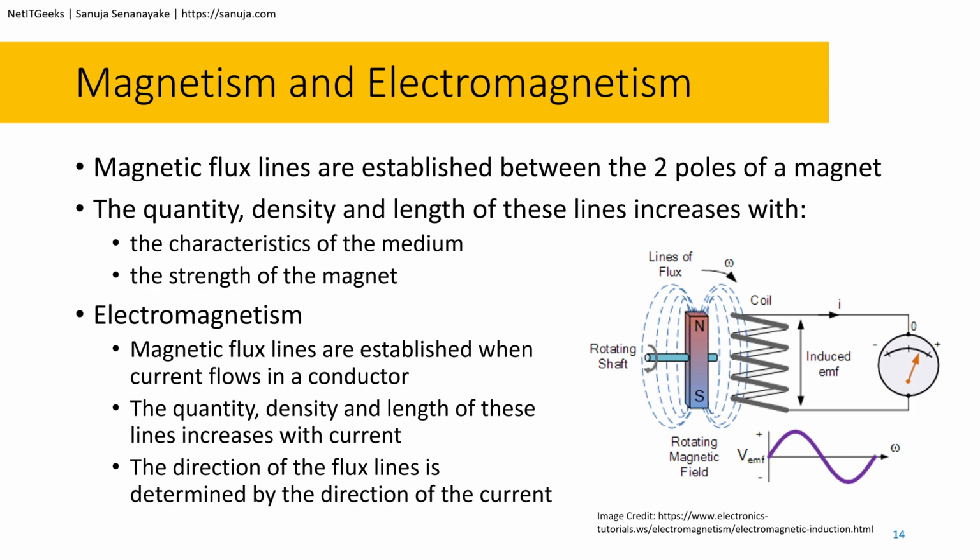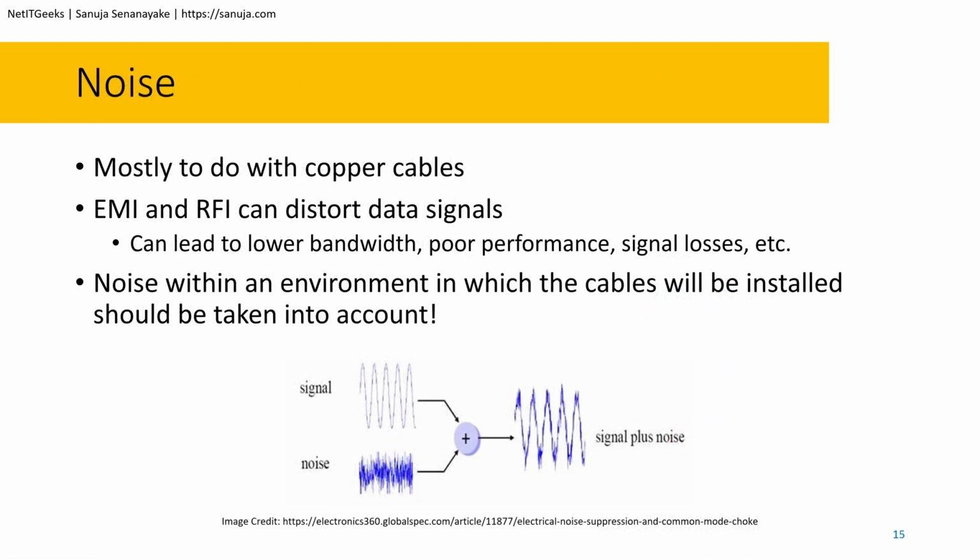Now, why is this important to you? Because these types of magnetism and electromagnetism can impact your noise. As I mentioned, we're going to discuss noise in this slide, and the noise also has something to do with electromagnetism, because noise has mostly to do with how copper cables behave, as opposed to fiber optic cables, with EMI and RFI that can distort data.